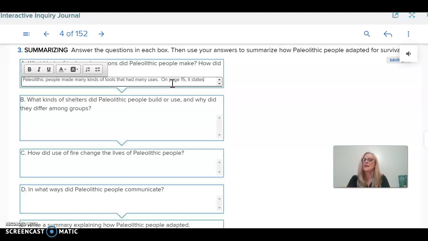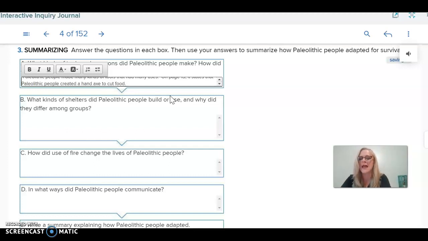It states... I'm going to paraphrase instead of using direct quotes, because we're trying to summarize in the end. And we know that in a summary, we only state what's stated in the text, but we put it in our own words. So if I do that right now, it would be quite helpful. On page 15, it states that Paleolithic people created a hand axe to cut food.